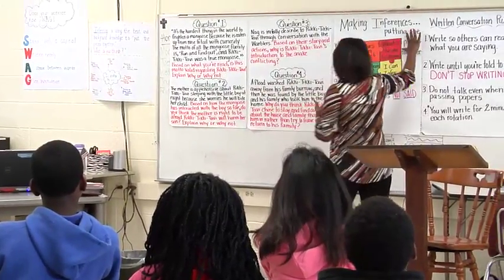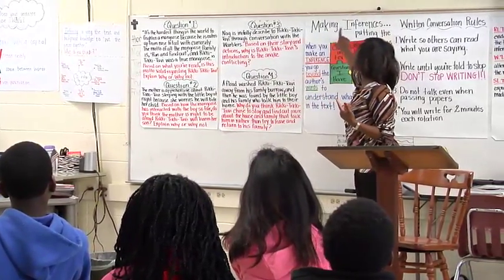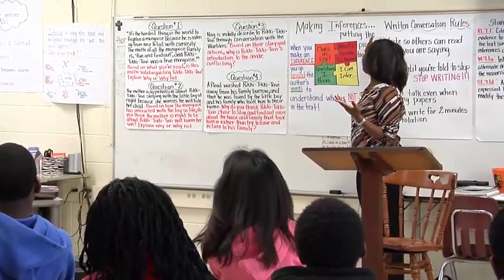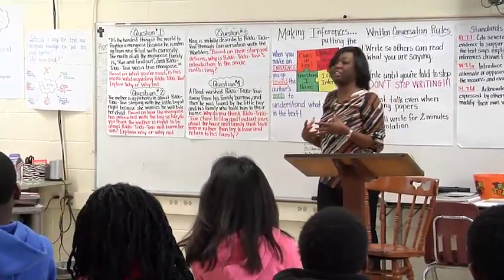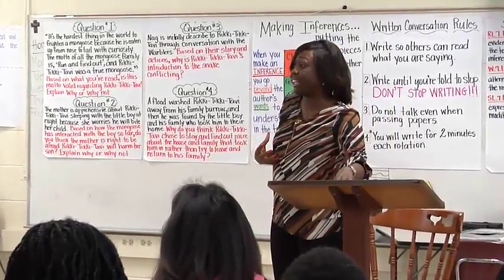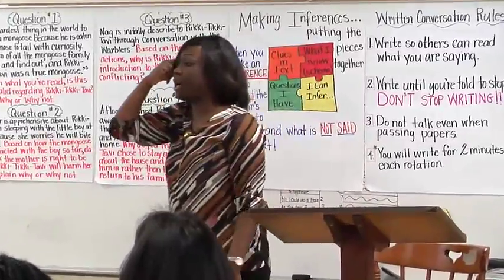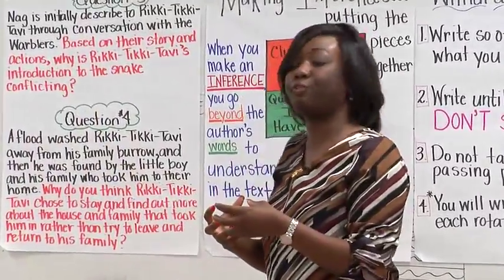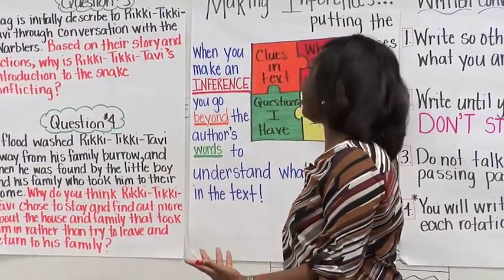Right here on this anchor chart. This anchor chart says making inferences. All it is what? Let's read this together. Putting the pieces together. It's like a puzzle. Like puzzle pieces. The evidence from the text is a piece. What you know, your knowledge about the subject, is a piece. And you put that together to form your puzzle. So that's what making an inference is.